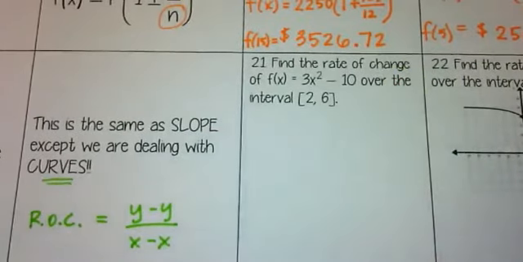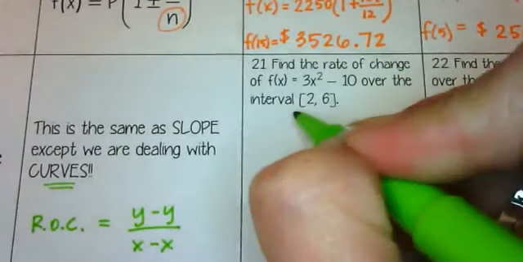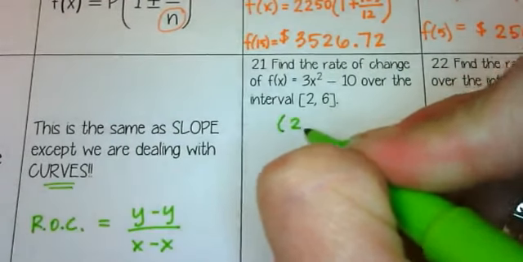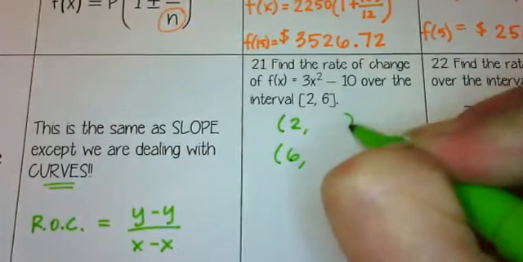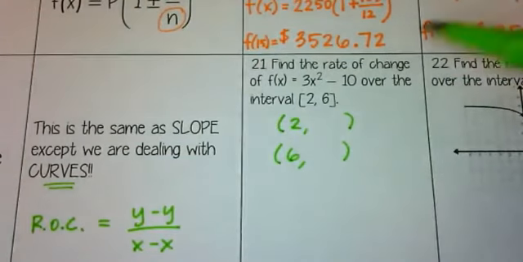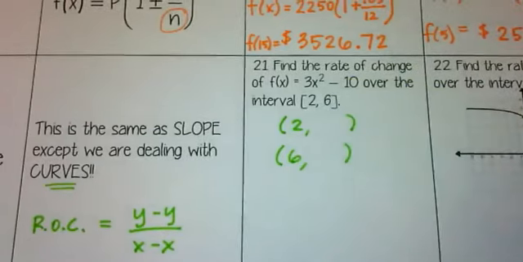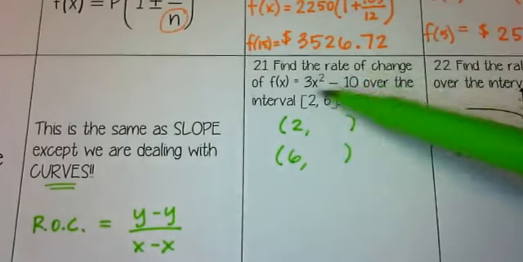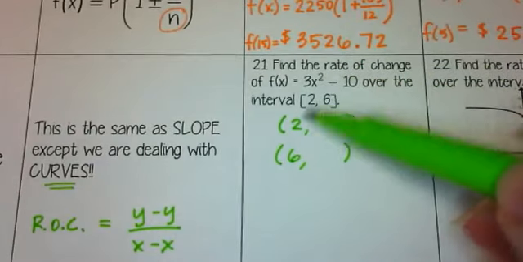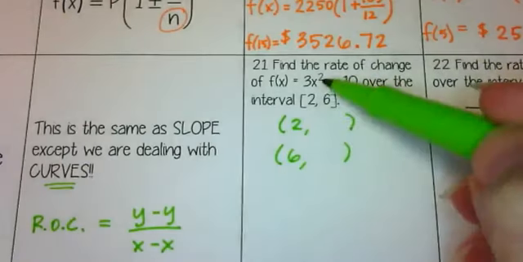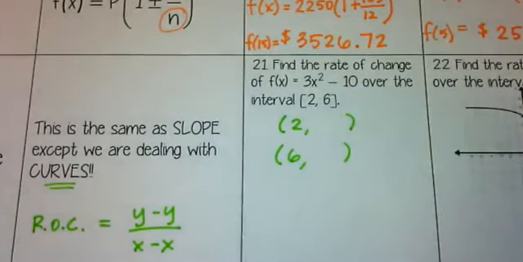All right, 21. Find the rate of change of this equation over the interval 2, 6. Those are the 2 x's. Remember, whenever we do intervals, we always do smallest to largest. So what that's telling you is that you need to use the 2 ordered pairs, 2 something and 6 something. So these are the x values. Now, the question is, where are we going to figure out the y values? Well, we were given an equation. So we're going to plug in 2, work it out. That will be one of our points. Then we'll fill in 6, work it out, and that will be our other point.